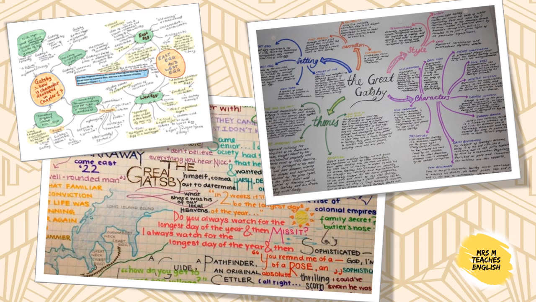Most of us use this kind of mind mapping. It's helpful to use different colors for different points. The planning doesn't have to be neat, but it does need to be systematic, logical.